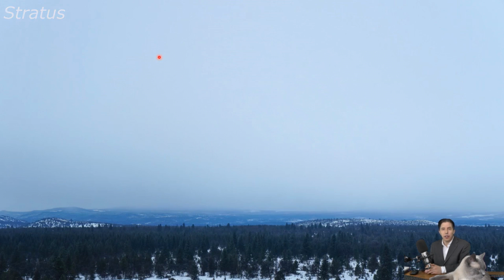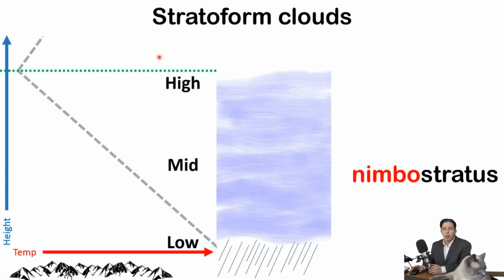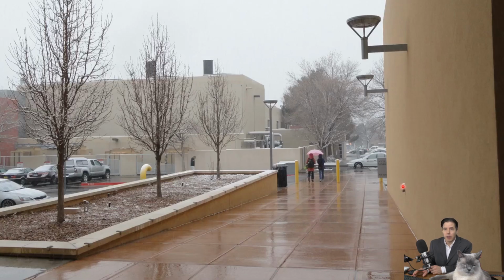Okay, stratus clouds. Now, if that thick stratus cloud is raining, we're going to add the prefix nimbo to it, and that's a thick cloud that's raining, a thick stratus cloud that's raining, nimbostratus. We don't get a lot of nimbostratus in New Mexico. Typically, when you have a nimbostratus, it's raining all day long. Okay, that doesn't happen so much in our part of the world. But here's what nimbostratus looks like. We got a solid gray sky, and it's either raining or snowing.